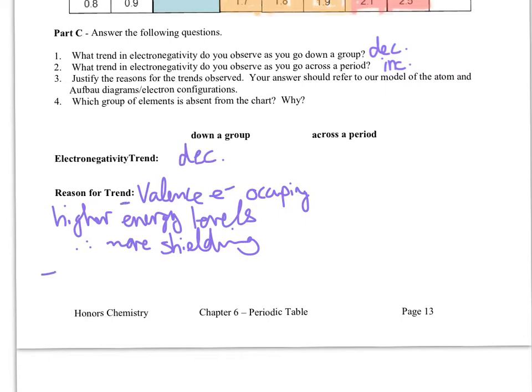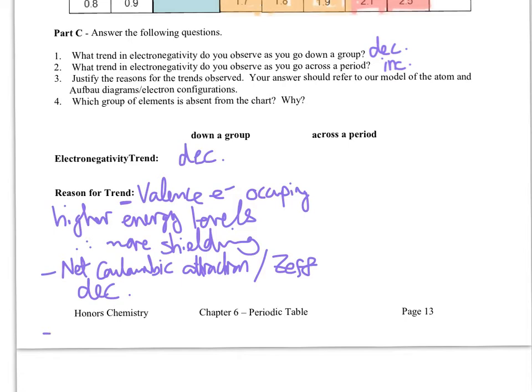And so because of that, our net Coulombic attraction, or our net Zeff, the attraction between the nucleus and the valence electrons, is decreasing, and so it is harder for the atom to attract electrons to itself in a bond.